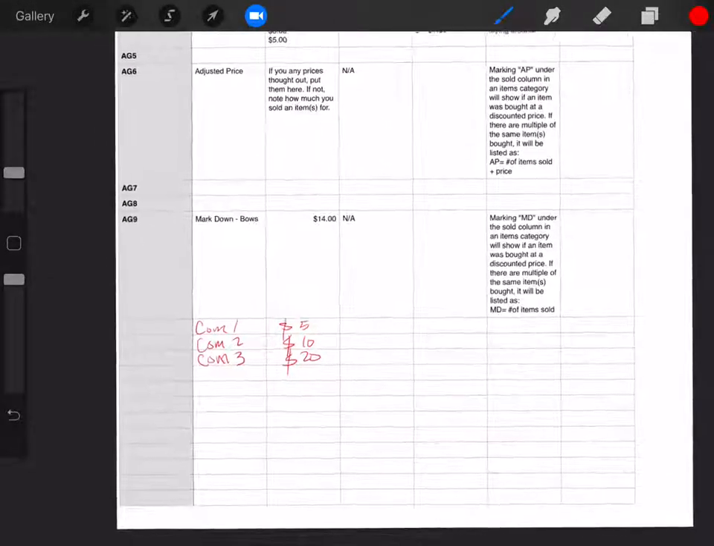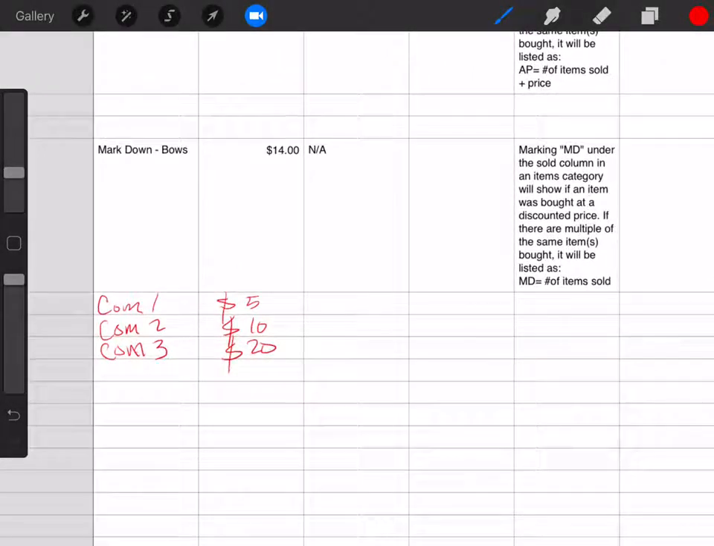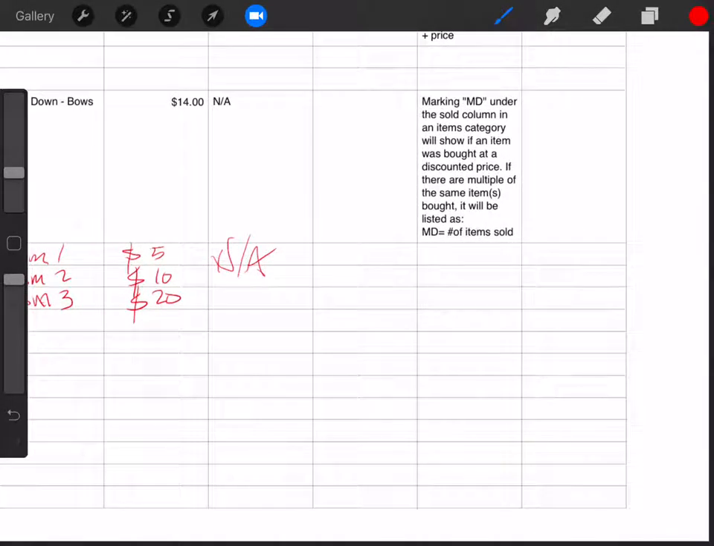Obviously, you don't really have a quantity unless you're doing something similar to slot commissions, where I only have so many commissions that I'm doing for the day. You can do that, or you can just put NA, and it just comes as it is. Again, sold is where you'll mark them off, but description is super important.